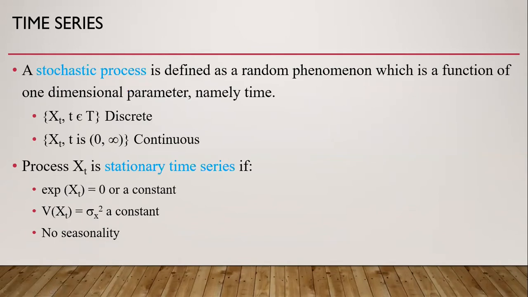So a stochastic process is defined as a random phenomenon which is a function of a one-dimensional parameter, namely time. So this is a stochastic process. This one is discrete and this one is continuous. A process x sub t is a stationary time series if, so this is the definition of a stationary time series, its expectation is zero or constant and its variation is constant and there is no seasonality. So these three conditions must be met to call a series a stationary time series.